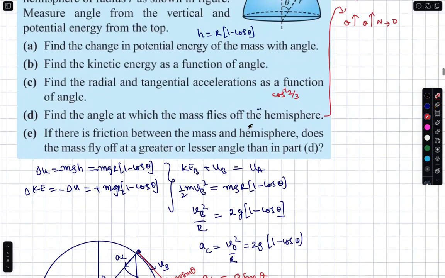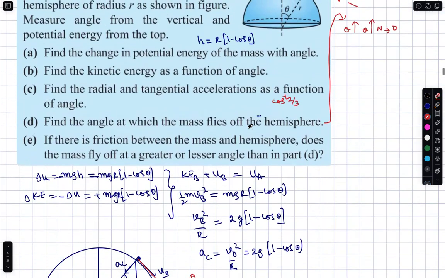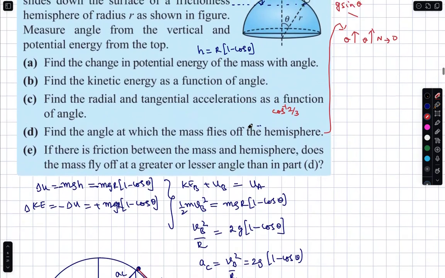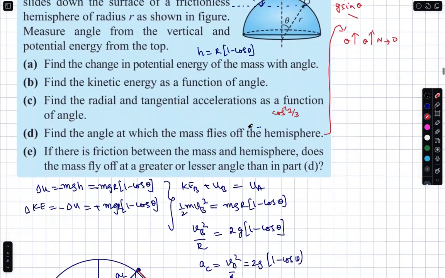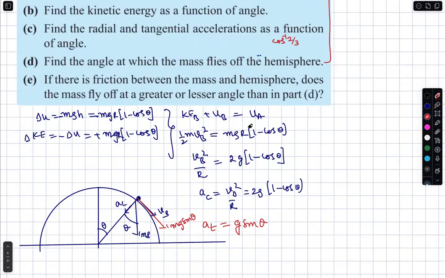Now you please come to me. Find the radial and tangential accelerations as a function of angle. I have clearly given that. Radial is VB square by R, which is nothing but 2g times 1 minus cos theta. Tangential acceleration is g sin theta.